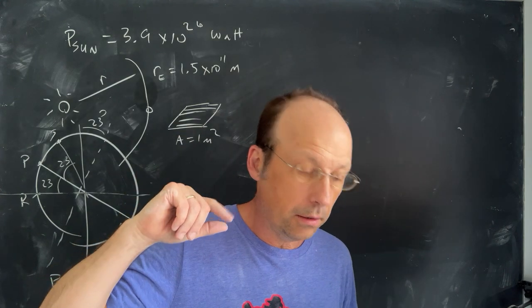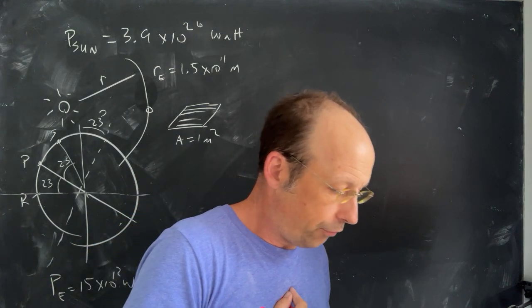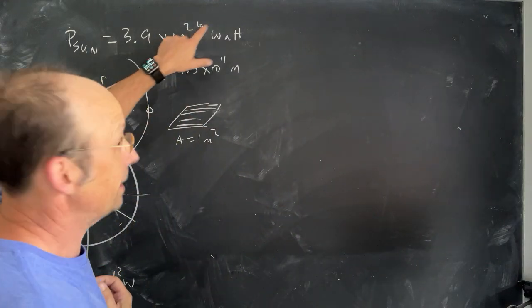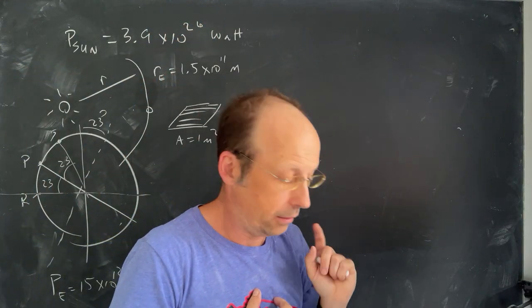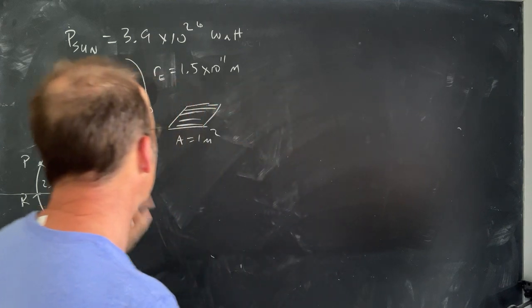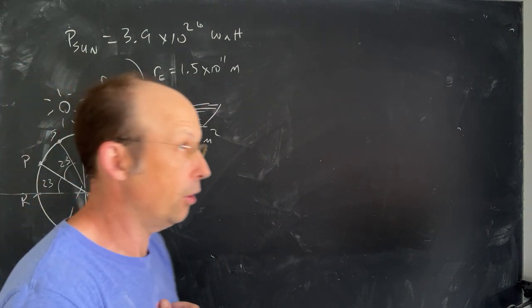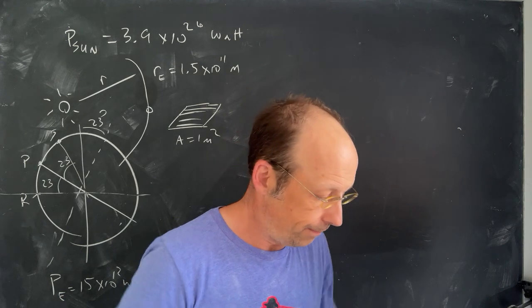The sun, our sun, produces a power of 3.9 times 10 to the 26th watts, which is a lot. And the Earth orbits the sun at a distance of 1.5 times 10 to the 11th meters. You may think, why do you care about that? Well, let's get to that.